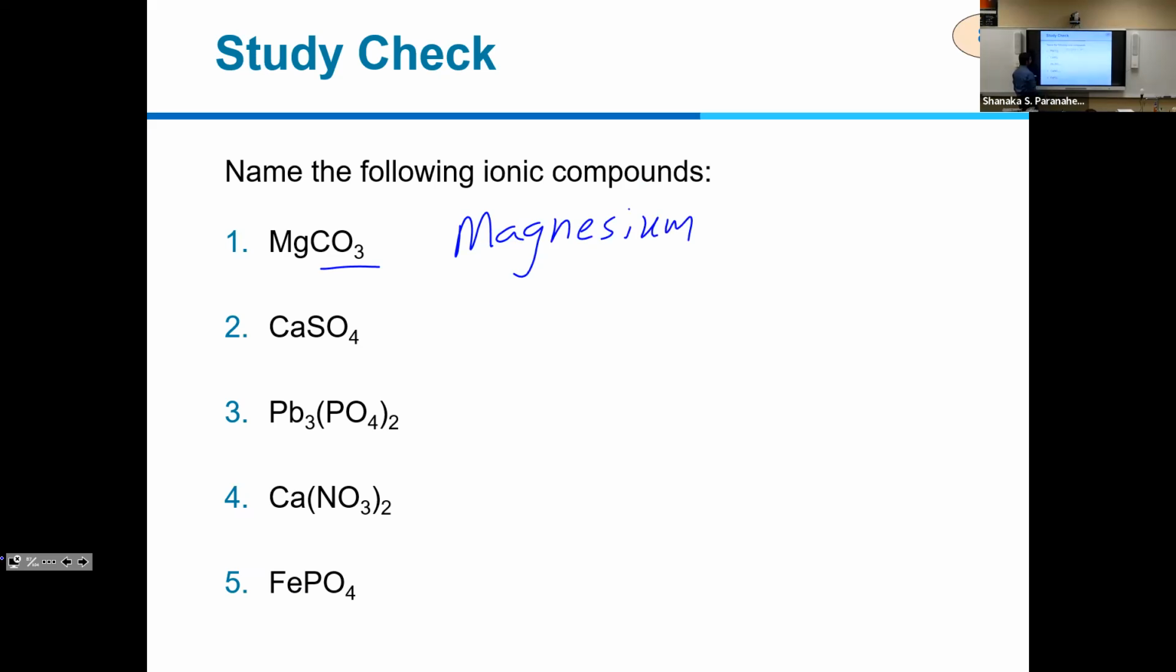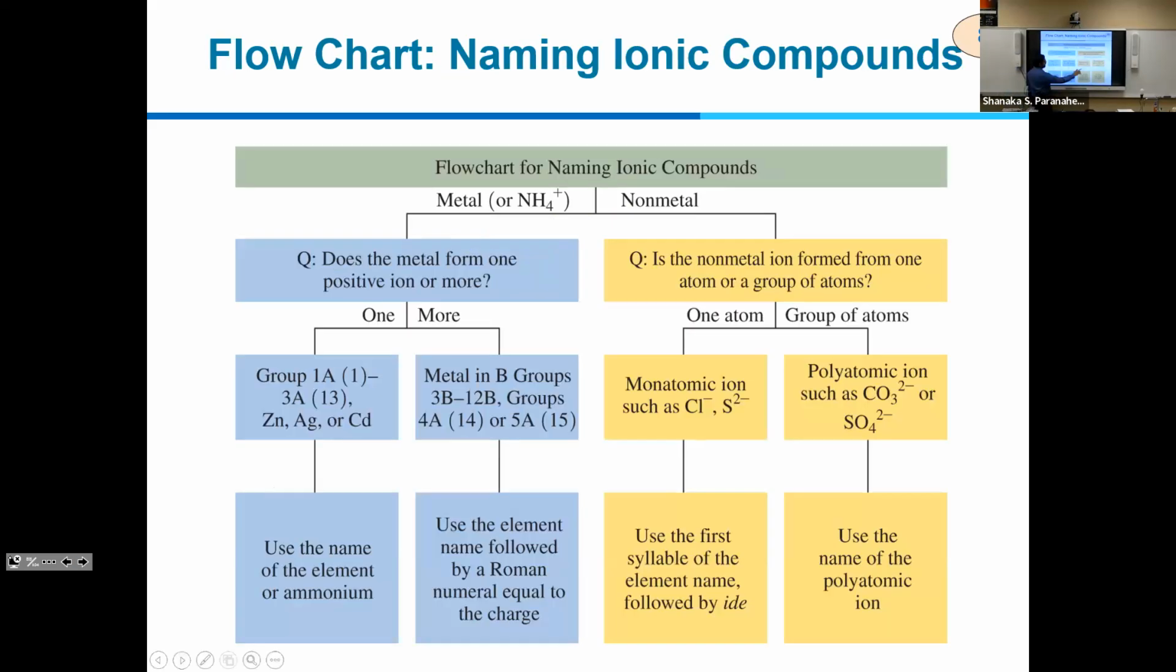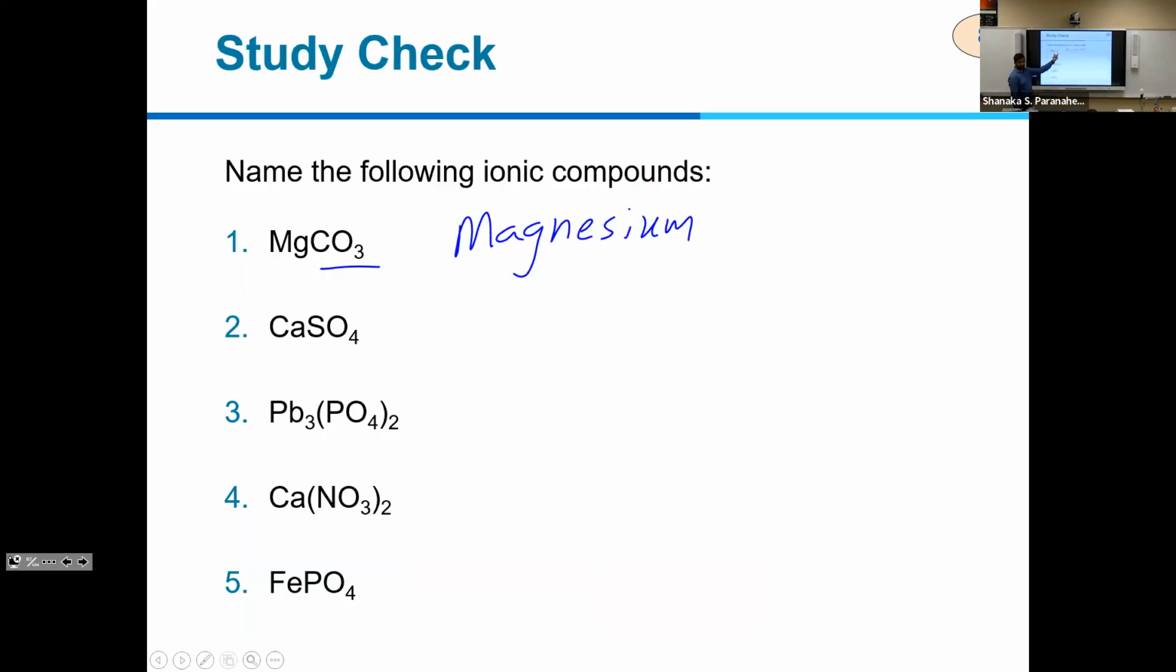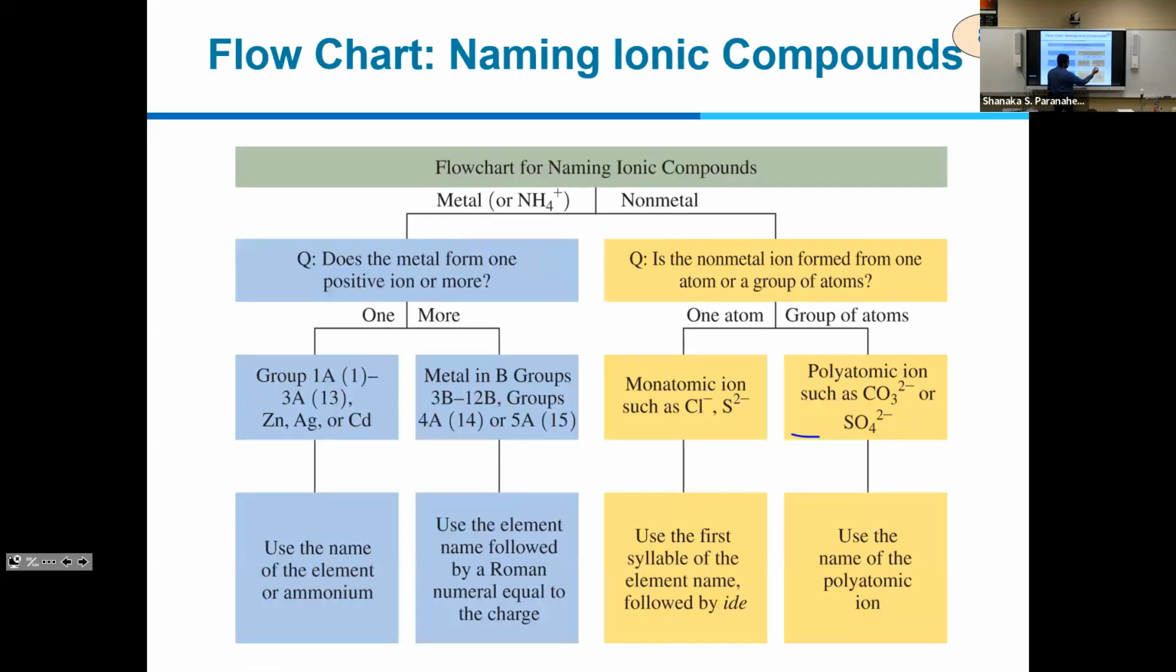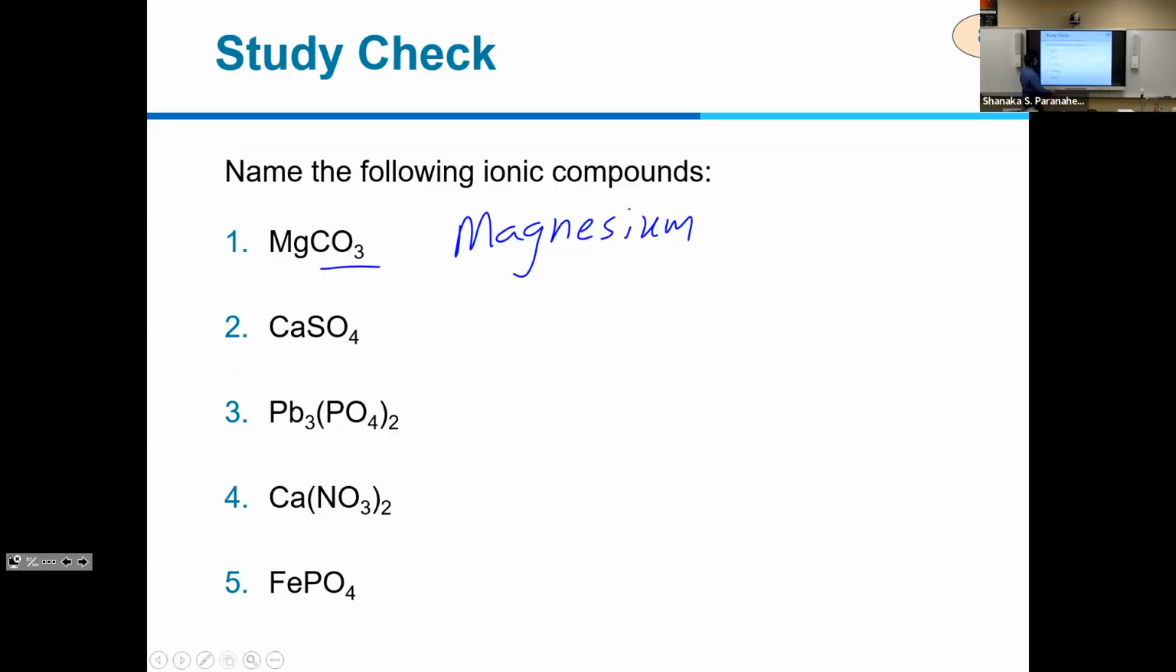Okay, so then the anion side. Let's go to the flow chart again. So this is the anion side. Is the nonmetal ion formed from one atom or group of atoms? So that's a group of atoms. We should be able to recognize this as a group of atoms. If the molecule has more than 2 different types of atoms, definitely there's a polyatomic ion. So that's carbonate. If it's a group of atoms like this, use the name of the polyatomic ion. Okay, so it's carbonate.